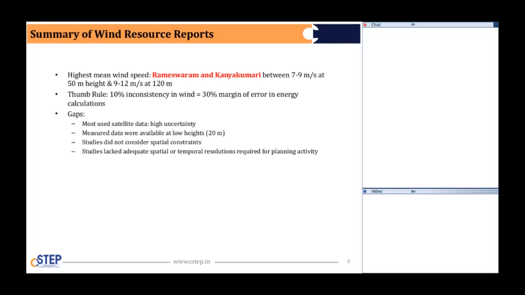Studies do not consider spatial constraints that can obstruct offshore development. And in general, all these studies lack adequate spatial and temporal resolution that are required for planning activities.